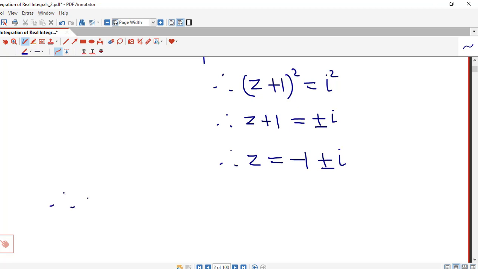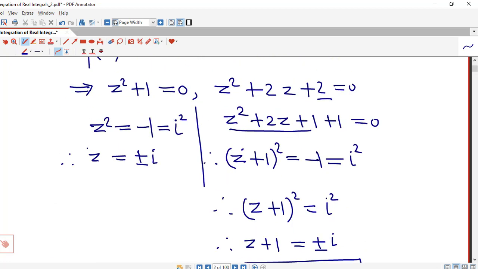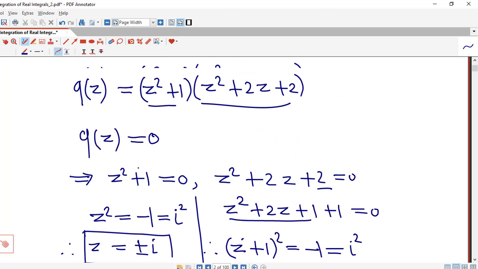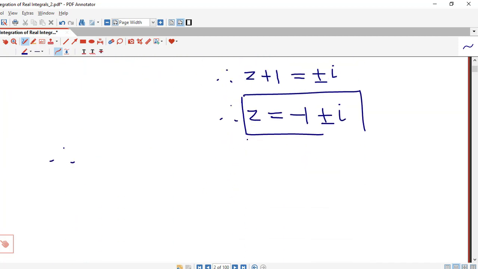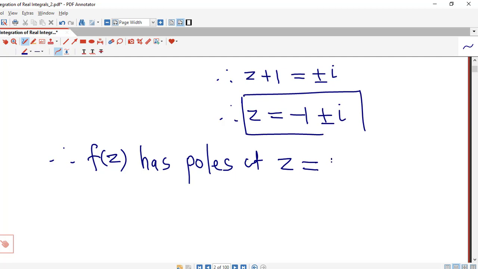So these are the values of z for which q of z becomes 0, that is, the denominator of this function f of z becomes 0 at those points. And because f of z is a rational function, these points are nothing but poles of f of z, or we can say that f of z has poles at z equal to plus or minus i, that is i comma minus i. And here we have two possible roots, one is minus 1 plus i and minus 1 minus i.